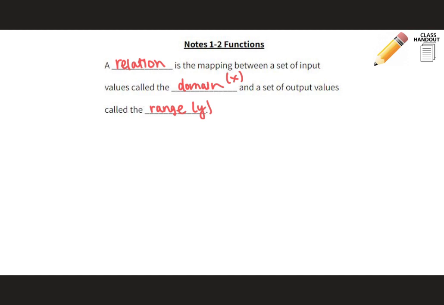So a relation is just describing how a value in the domain maps to a value in the range. There are many ways you can display a relation. You can display them as ordered pairs, as a table, as a mapping diagram, or as a graph. We're going to look at a few different examples in a minute.